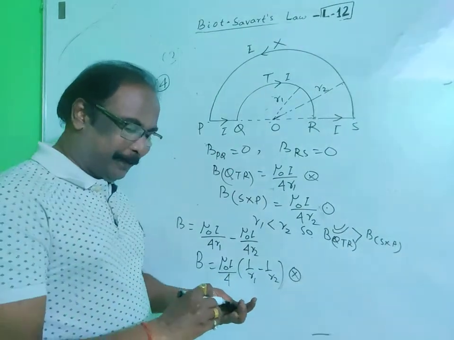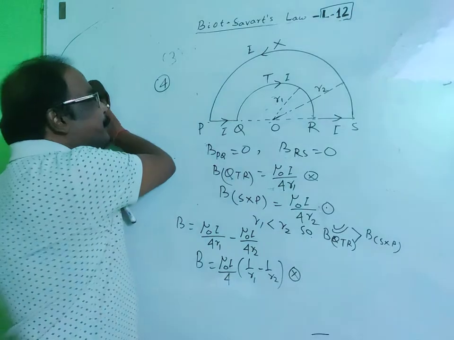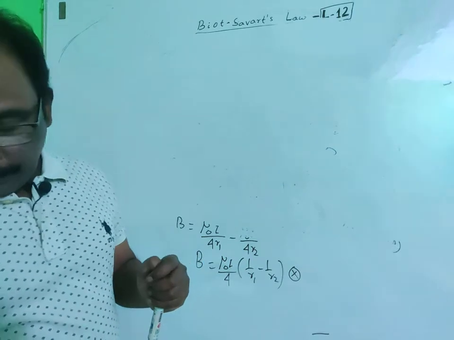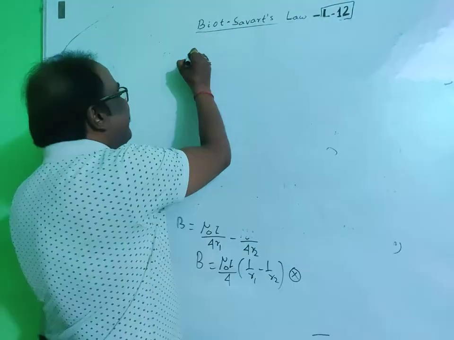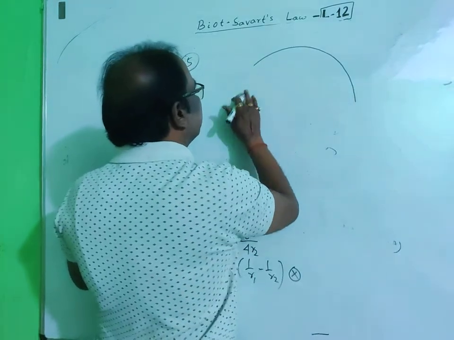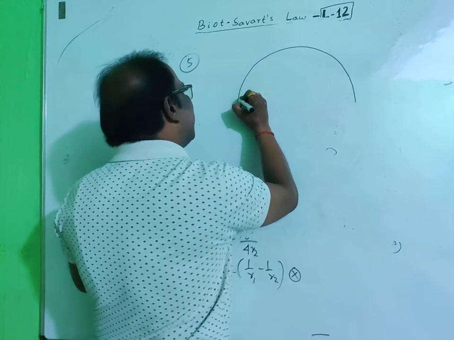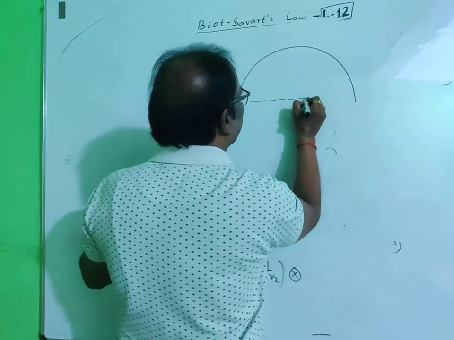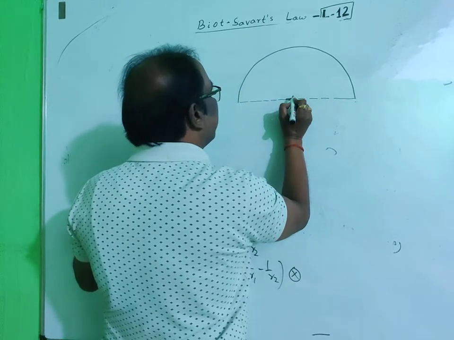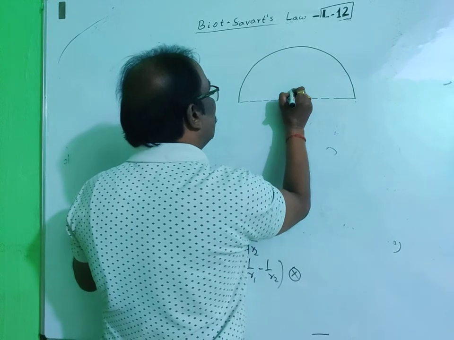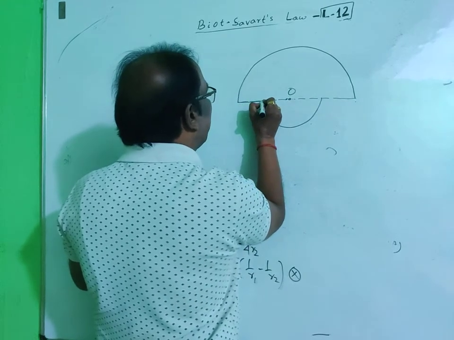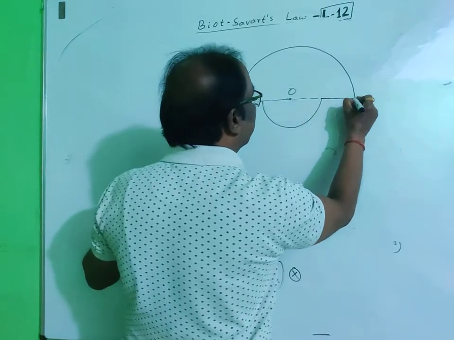Again, do you feel easier? Okay, fine. Next question. These are very common questions. Question number 5. This is a semicircle. These are common range questions. You can get these questions in any book. This is a semicircle. This is the center of the semicircle, O. And this is also a semicircle. And this is a straight part of the conductor, and this is a straight part of the conductor.